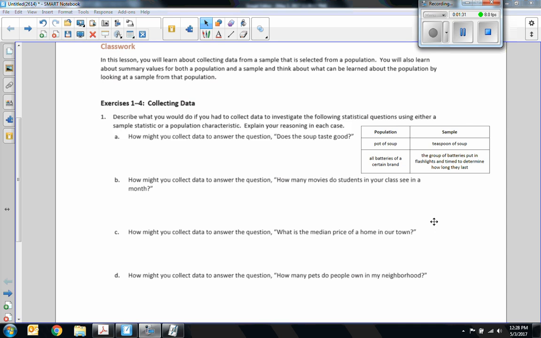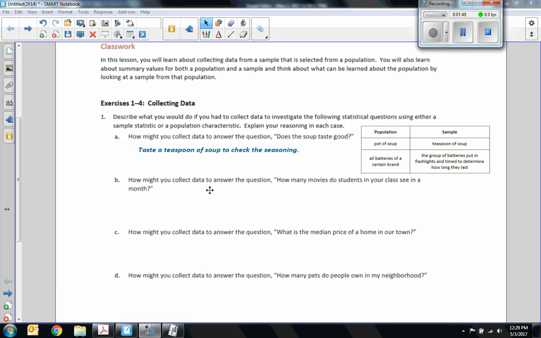Okay, so it says, how might you collect data to answer the question, does the soup taste good? So you have a population, a pot, you have a sample, a teaspoon of soup. Okay, so taste a teaspoon of soup to check the seasoning. Does it taste good?